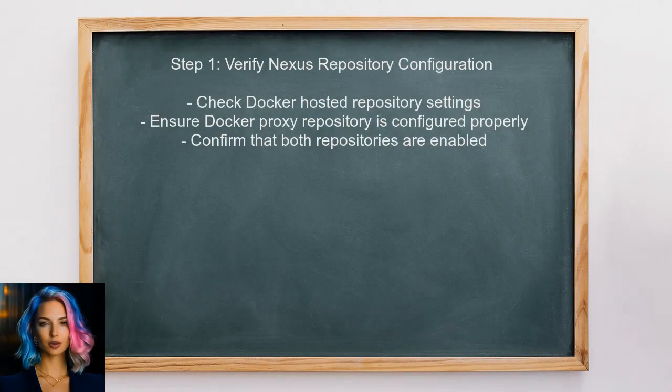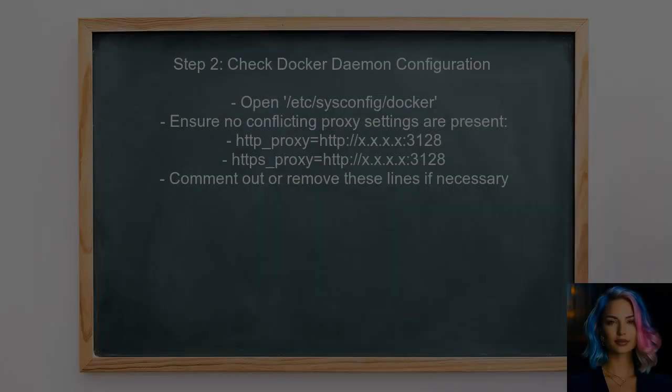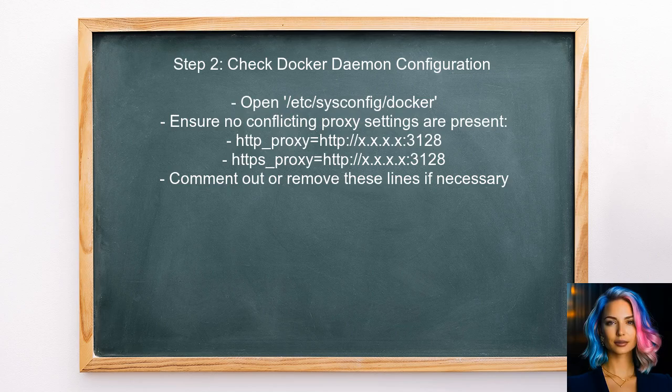To address the issue of pulling images from Docker, the user should first verify the configuration of the Nexus repository. This includes checking that the Docker-hosted and proxy repositories are set up correctly. Next, the user should ensure that the Docker daemon is configured to communicate with the Nexus repository. This involves checking the Docker configuration file for any proxy settings that might interfere with the connection.